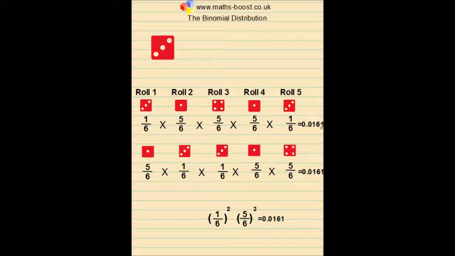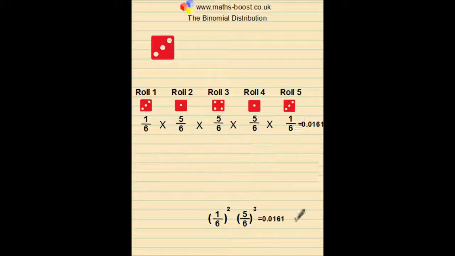Now these 2 combinations double my probability to 3.22%. But how many different combinations are there? Well, that's where the aptly named combinations come in. I'm assuming that you're familiar with this, but if we are trying to find the number of different ways we can arrange 2 things in a set of 5, we use this notation and use the NCR button on your calculator. You'll find there are 10 combinations altogether, giving us 10 times 0.0161 for a total probability of 16.1%.